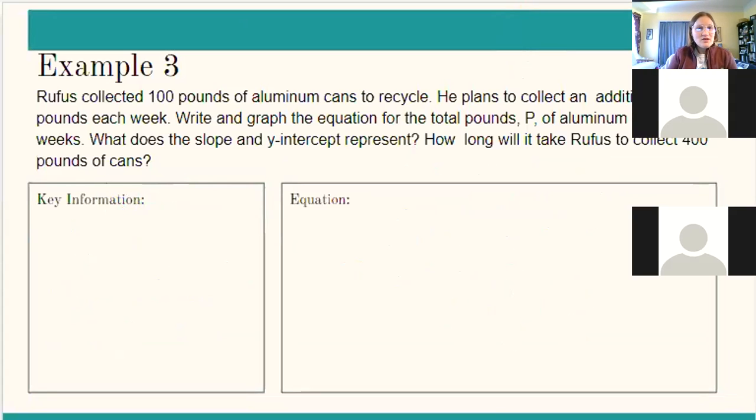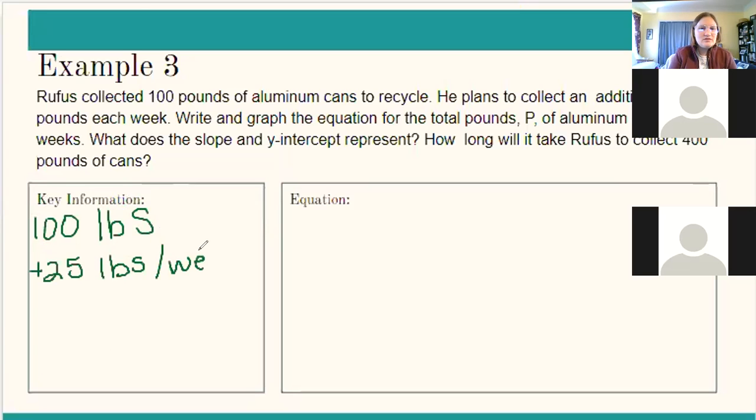So last one. Rufus collected 100 pounds of aluminum cans to recycle. Can we all agree that kind of sounds like something we probably need to know? So he's got 100 pounds. He plans to collect an additional 25 pounds each week. So he is going to add 25 pounds per week. Write and graph the equation for the total pounds, P, even though pounds is LBS, of aluminum after week W.